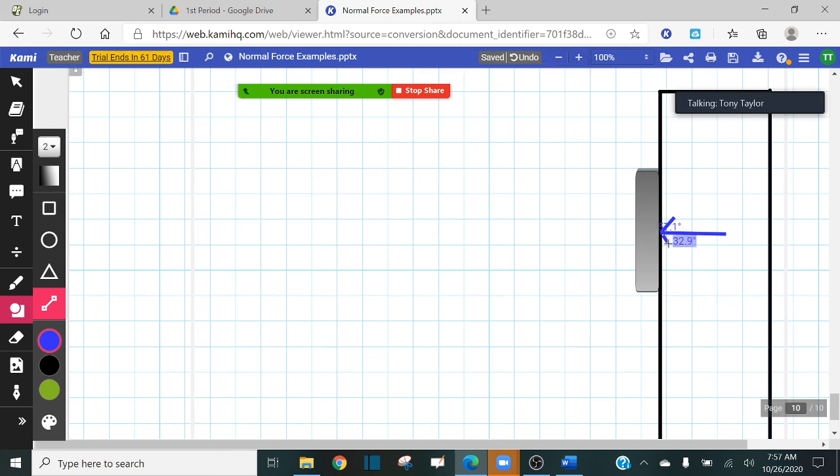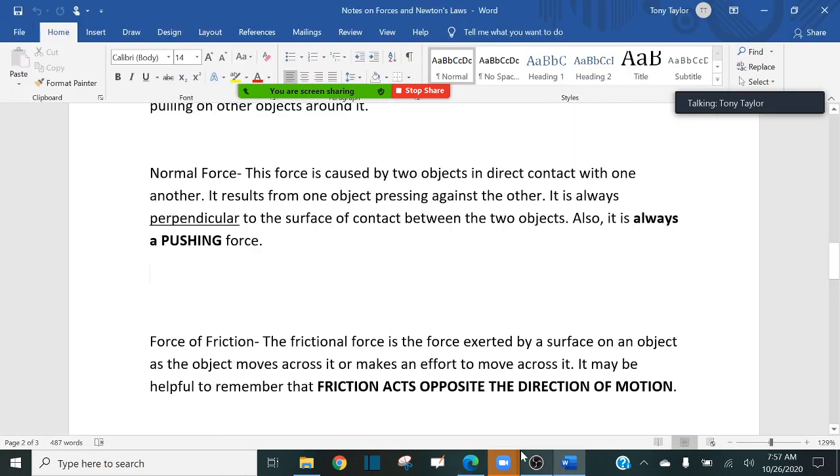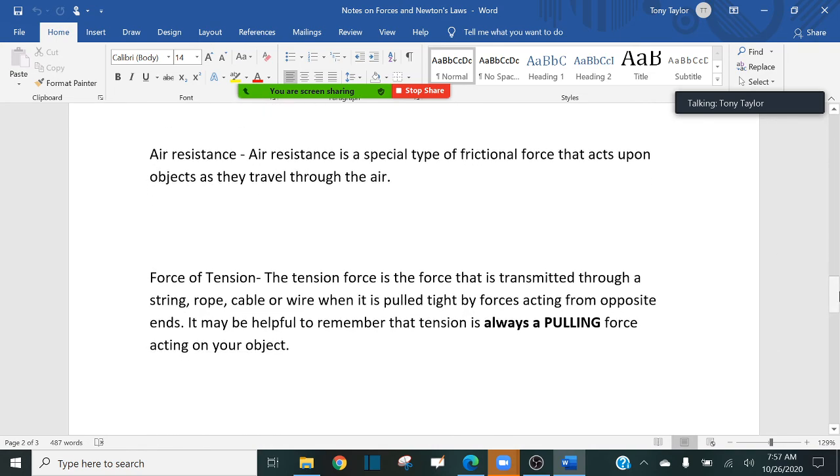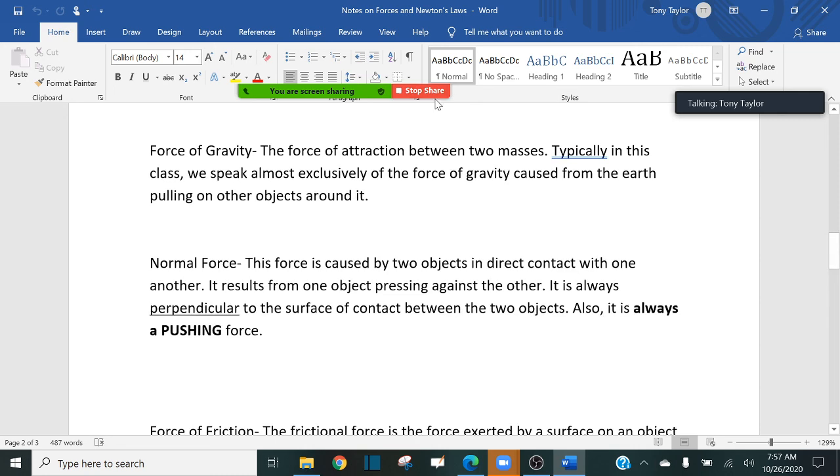So in this case, the normal force looks like this, because this object is in contact with this surface, and it's pressing against this surface. According to Newton's third law, if this book presses against this wall, then the wall must push back on the book. So that is the normal force. And the normal force is always a pushing force. That's different from tension, where tension is always a pulling force. And again, we're going to talk more about that in a moment.